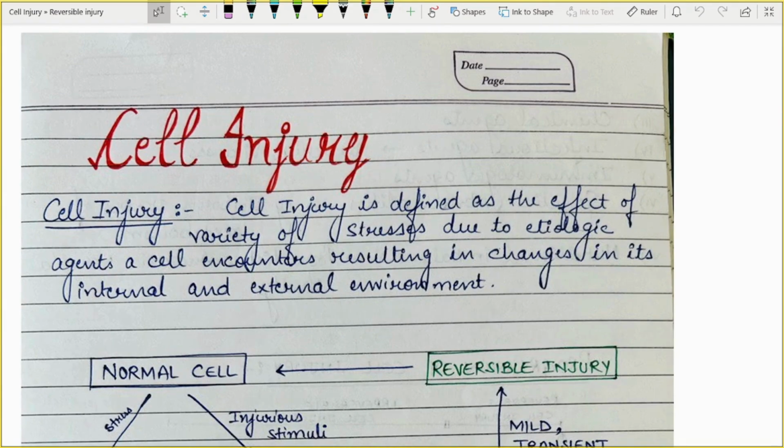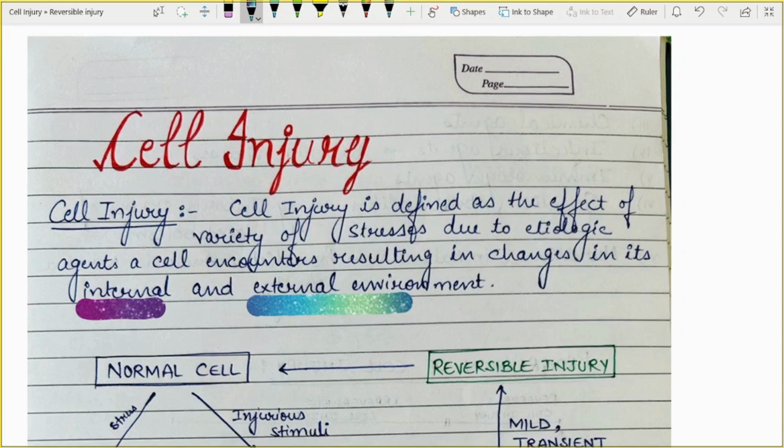What is cell injury? Cell injury is defined as the effect of a variety of stresses due to etiological agents a cell encounters, resulting in changes in its internal and external environment. What does it mean? It means that when a cell encounters certain stimuli, that will lead to certain changes in the cell, and that will lead to changes in the internal and external environment of the cell.